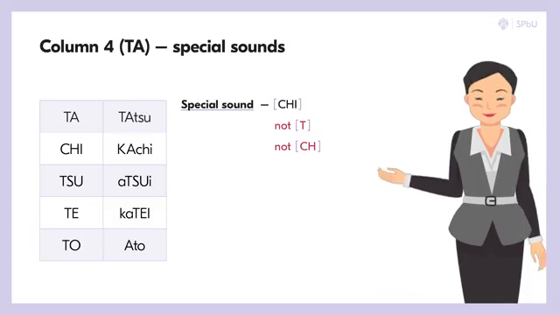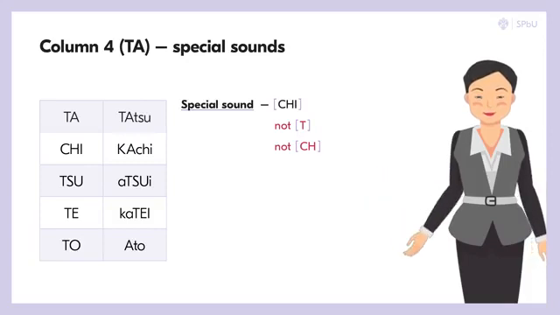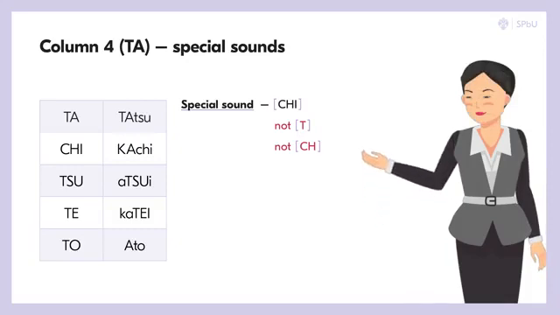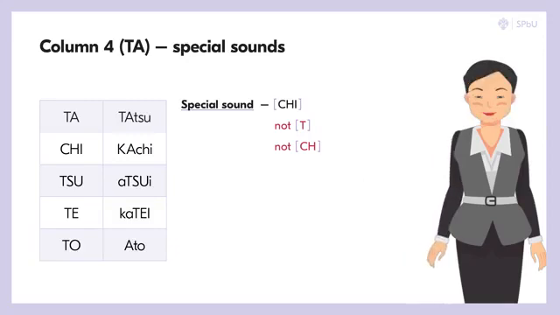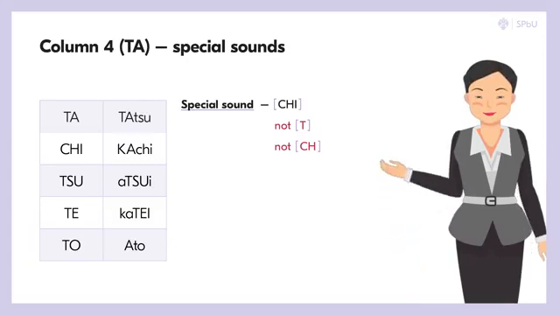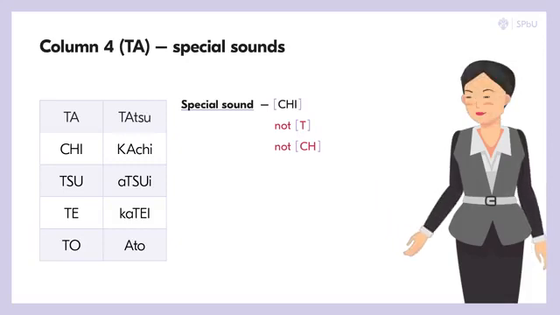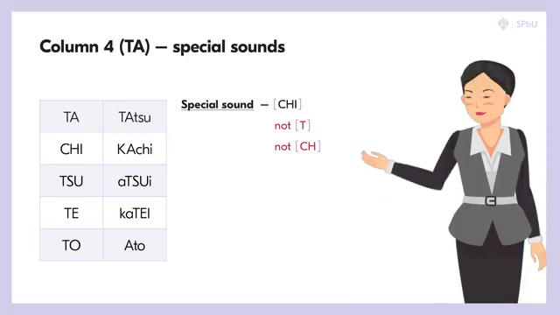Chi. And this one. Tsu. Please note that combined with the vowel U, T turns into tsu, and so we have the tsu syllable in the column. Let's now read the syllables, keeping in mind the pronunciation of vowels. Repeat after me. Ta, chi, tsu, te, to. And now, some words. Tatsu, kachi, atsui, katei, ato.